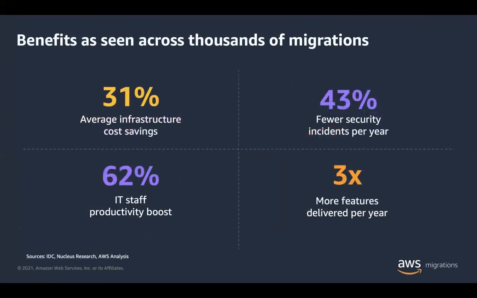Now, here are some numbers. I'll just quickly run through those. Now, when you're migrating to AWS cloud, you're saving 31% on average on infrastructure. These are numbers based on the experience that we have had over the last few years. Of course, there are 40% fewer security incidents per year. Now, let me just clarify this a bit.